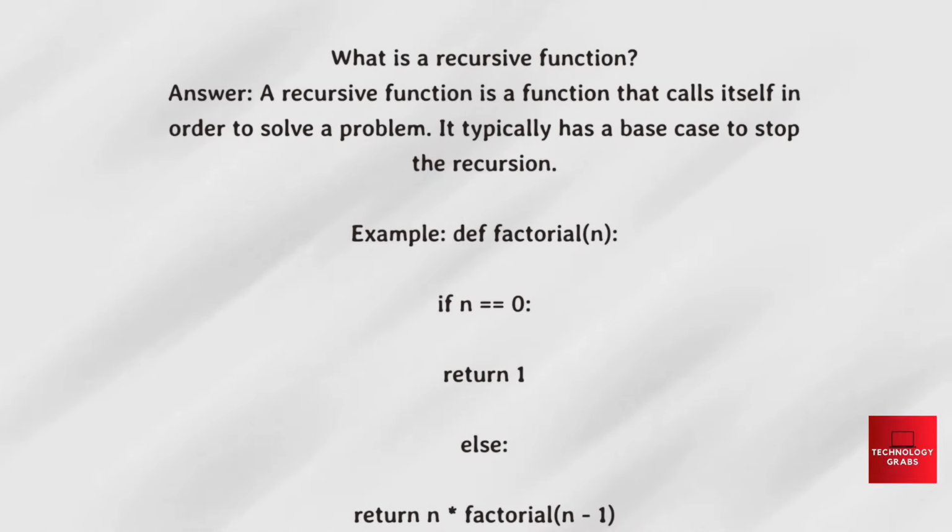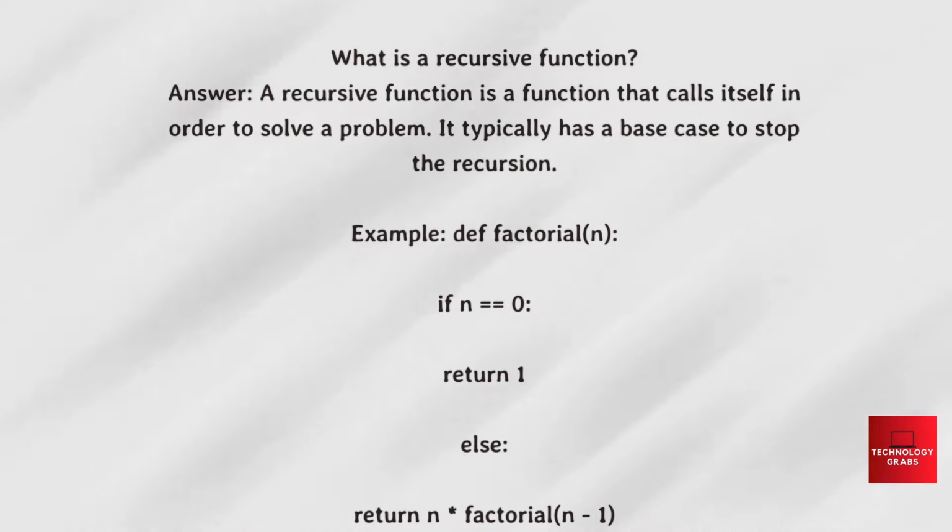What is a recursive function? Answer: A recursive function is a function that calls itself in order to solve a problem. It typically has a base case to stop the recursion. Example: def factorial(n): if n == 0: return 1; else: return n * factorial(n - 1).